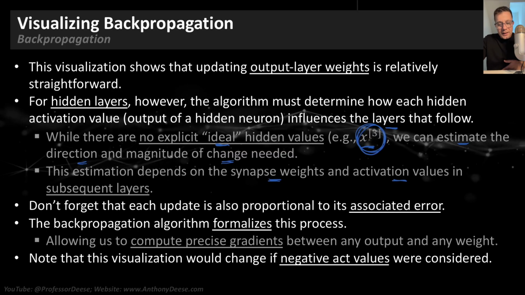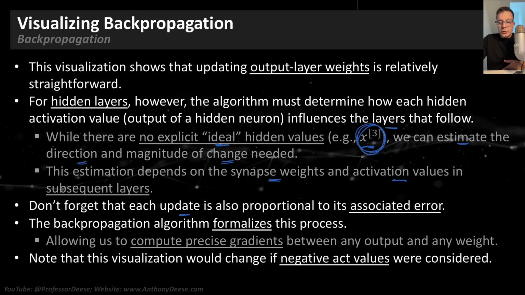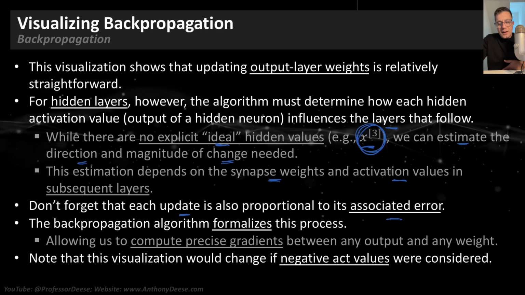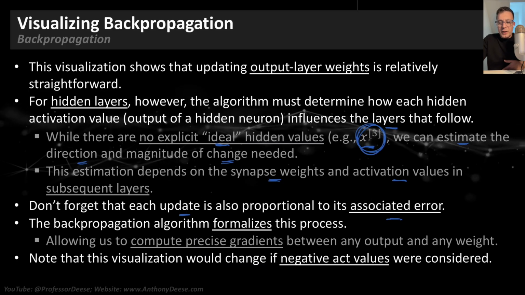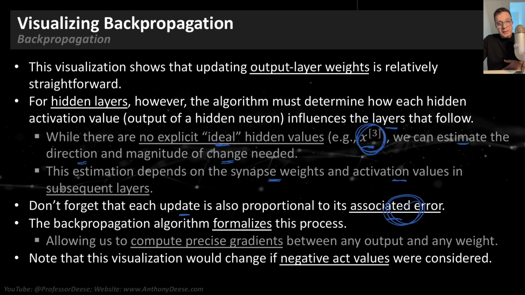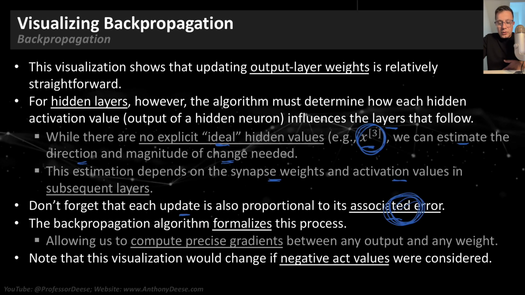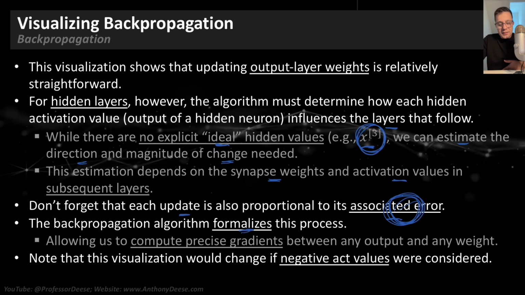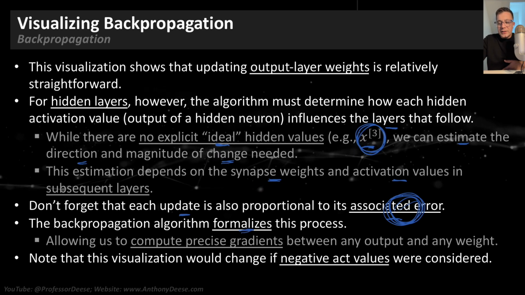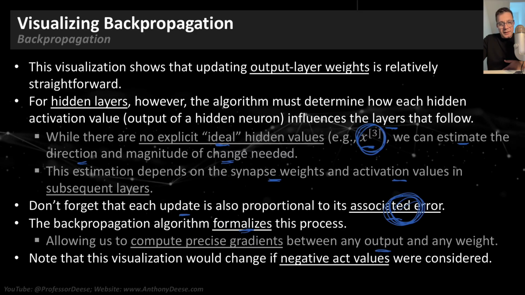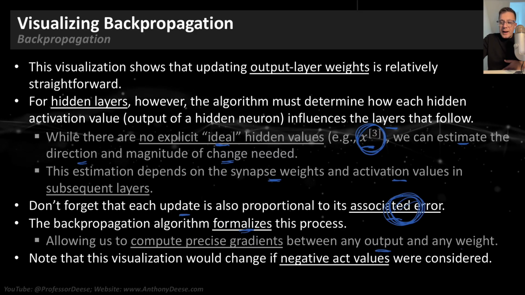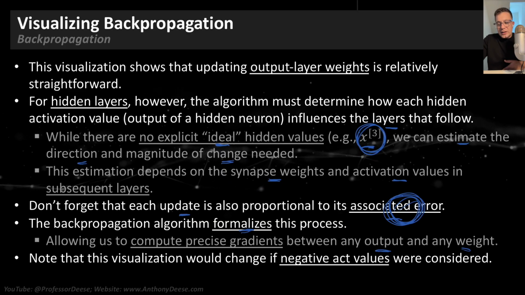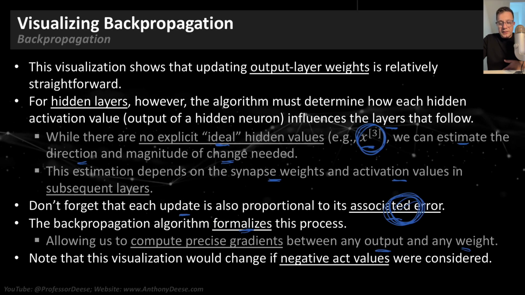Now let's not forget that each update is also proportional to its associated error. So we were really focusing on the effect of the magnitude of the states or the activation values on how much the synapse weights change, but they're also dependent on the synapse weight values themselves as well as the magnitude of the associated error. The backpropagation algorithm formalizes this process and allows us to compute more precise gradients between any output, essentially any of the errors or the losses, and any synapse weight. Note that this visualization would change slightly if negative states or negative activation values were considered.